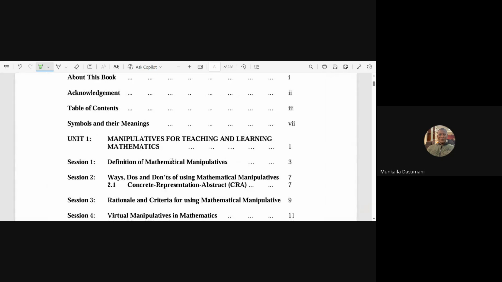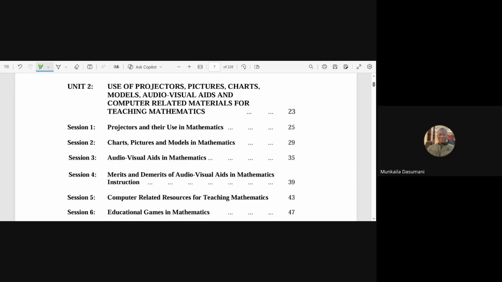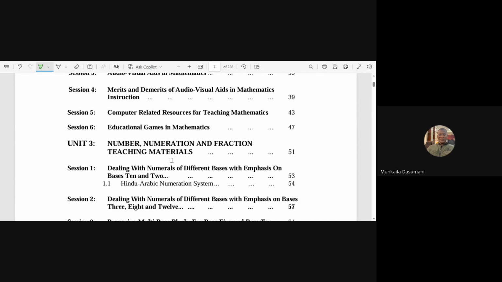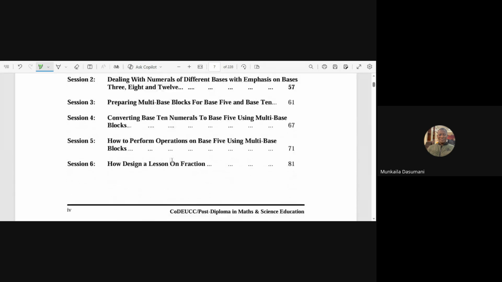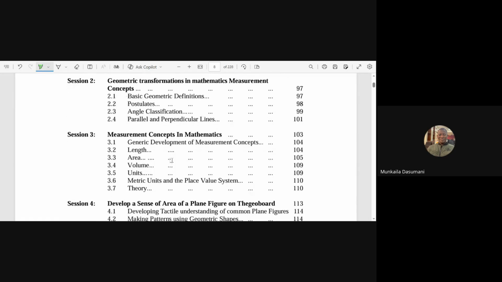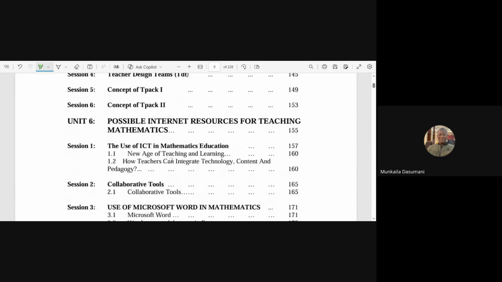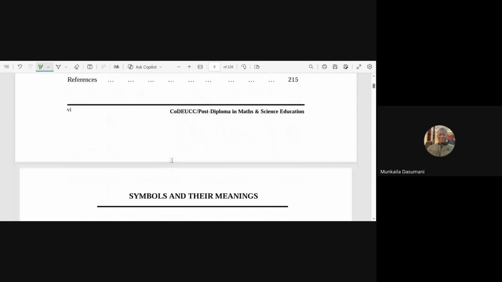And then we move on to unit 2, which is the use of projectors, pictures, charts, models, audio-visual aids, and computer-related materials for teaching mathematics. Then we move on to number, numeration, and fractional teaching materials. We also look at unit 4, geometry and measurement teaching materials. And then units 5 and 6, which is your presentation, will be learning by design in mathematics. It's very important. And also possible internet resources for teaching mathematics. That's also very, very important. So that is the general overview of this course.